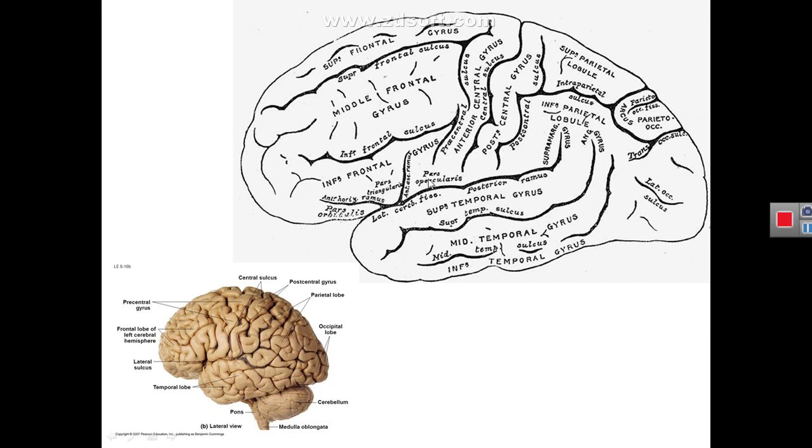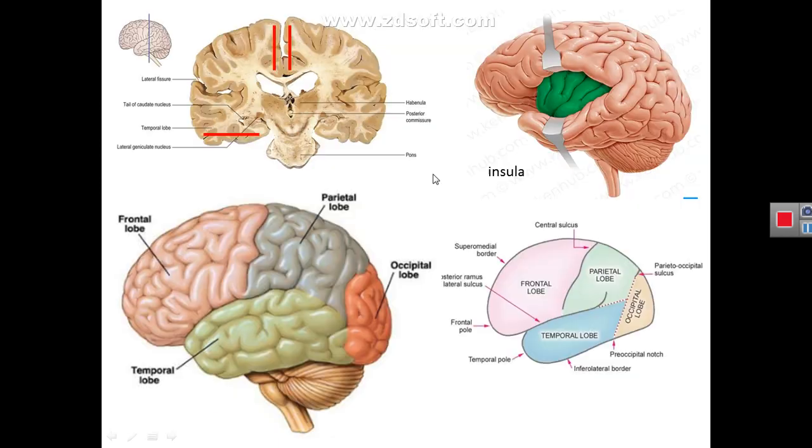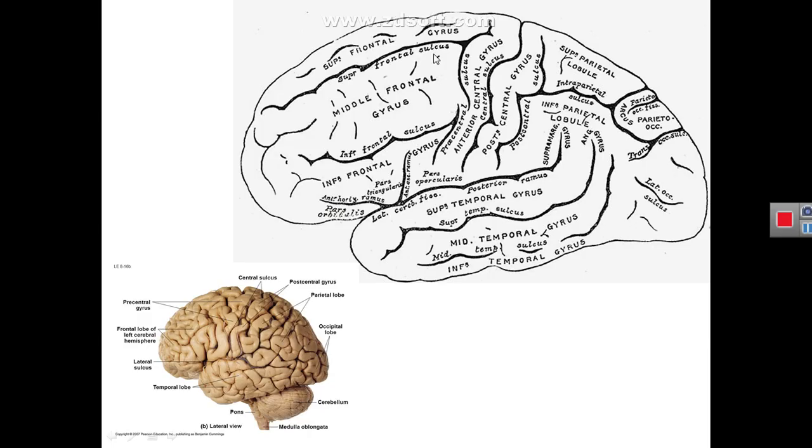and pars opercularis. Pars orbitalis is called orbitalis because it overlies the orbit. Pars triangularis is triangular in shape. Pars opercularis is so called because it covers the insula. If you remove the pars opercularis, you will get the insula, which is this one. This is all about the frontal lobe.